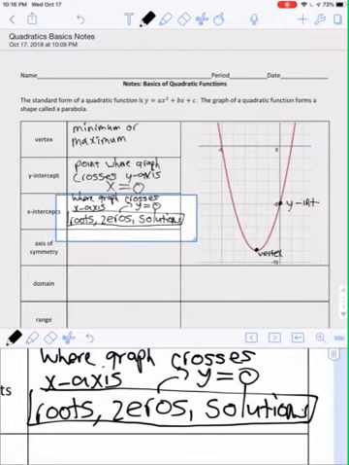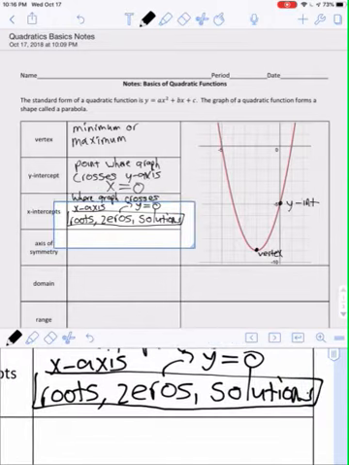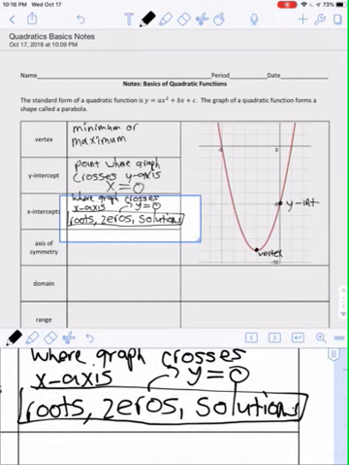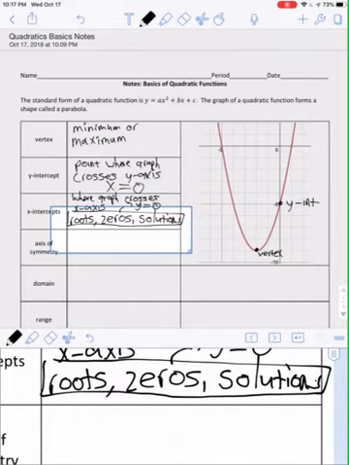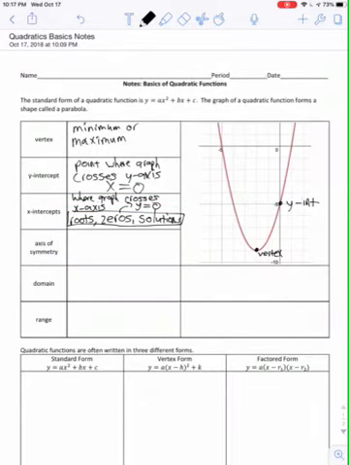Zeros specifically because if it's crossing the x-axis, that means y is equal to 0. So that's why we also call these zeros. But all 4 of these terms, x-intercepts, roots, zeros, and solutions, could be used interchangeably at any time. So you should know all 4. Also, fun fact, zeros is correctly spelled like this or with the E in between the O and the S. Yeah, fun stuff.